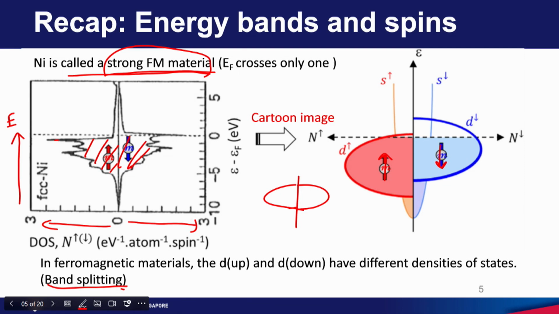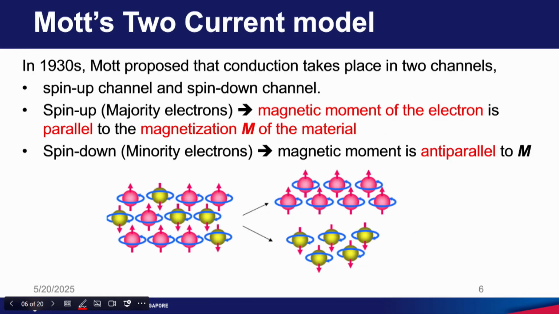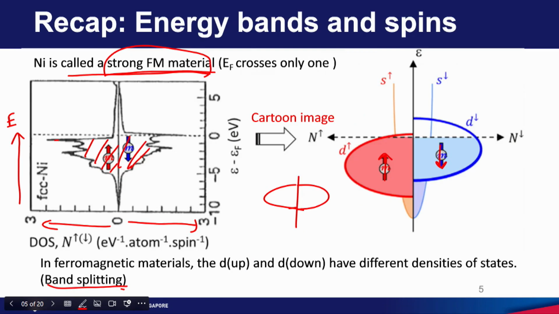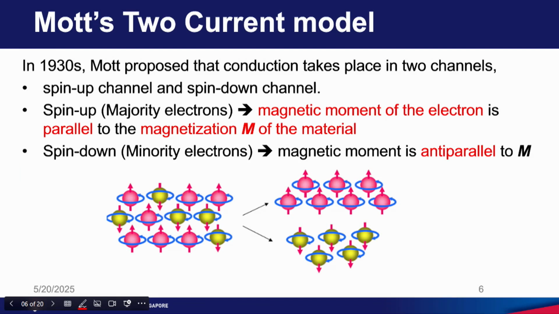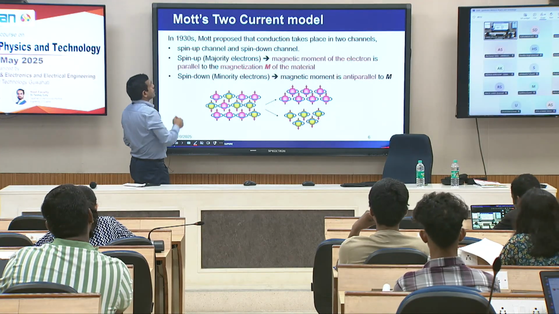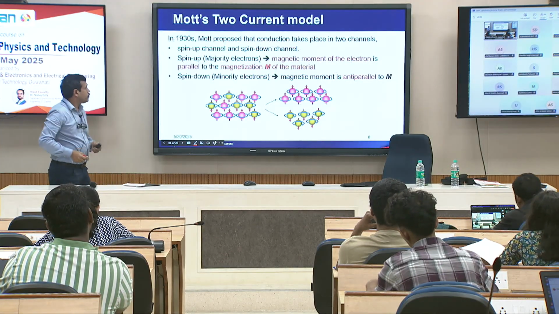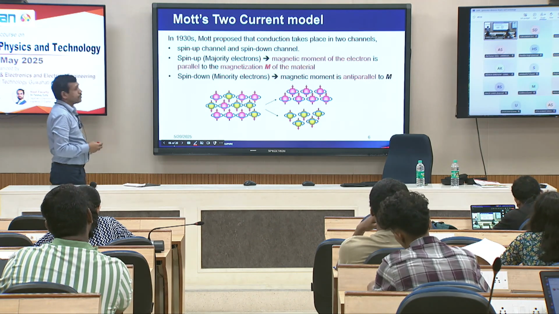So, the up spin electrons and down spin electrons have different density of states. That is something that you should know, because we will be using these concepts in the next few slides. To understand the magnetoresistance and the GMR phenomena that we are going to learn, we need to understand this two current model proposed by Mott in the 1930s.